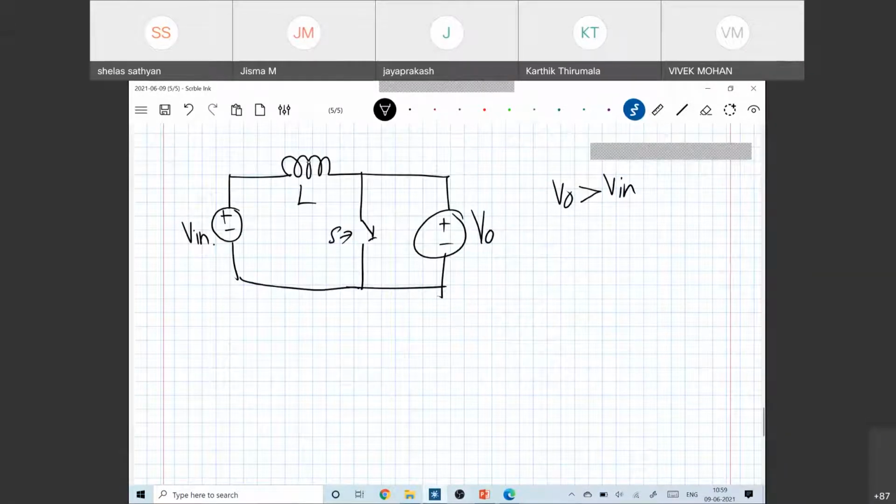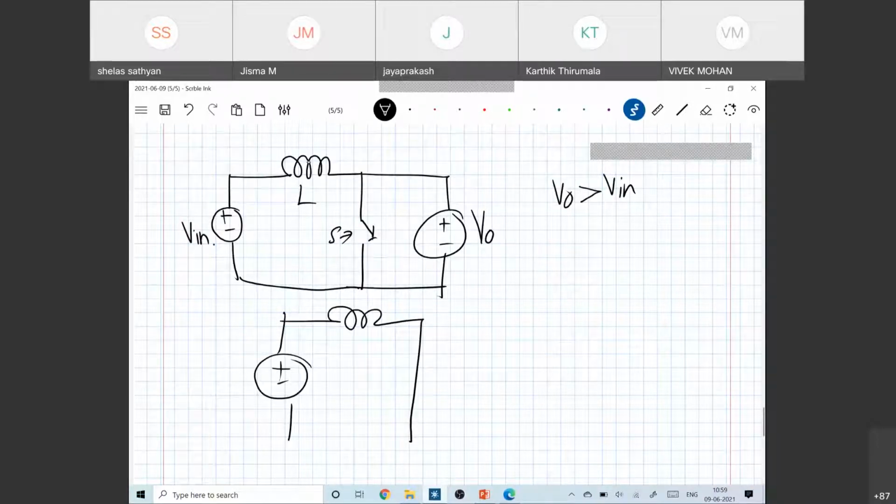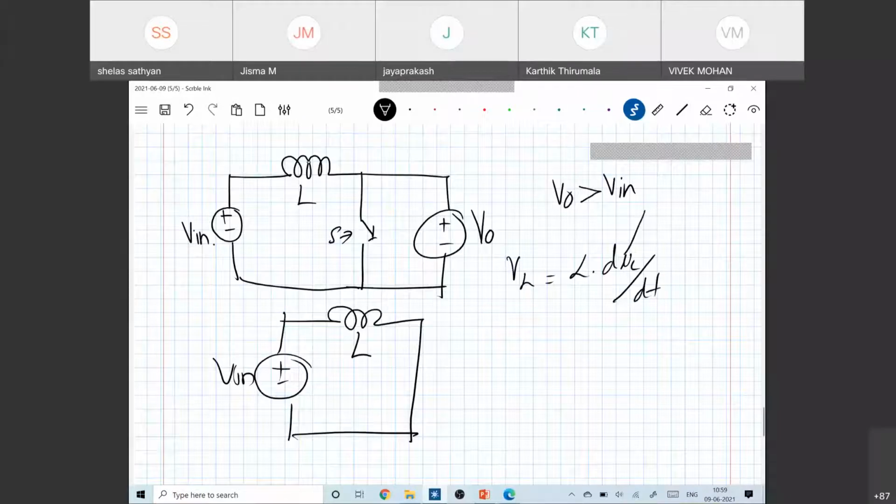When the switch S is on, what will happen? The circuit looks like this. Am I right? This input voltage is completely applied across this inductor. If you remember the inductor and current relationship, L into dIL by dt, the current will start to increase linearly with a slope of V in divided by L.